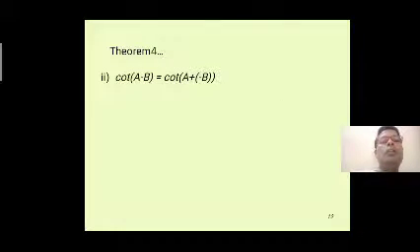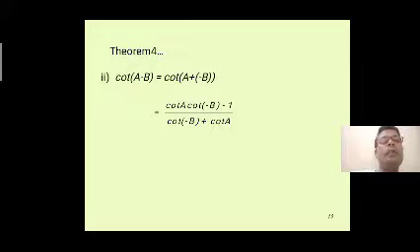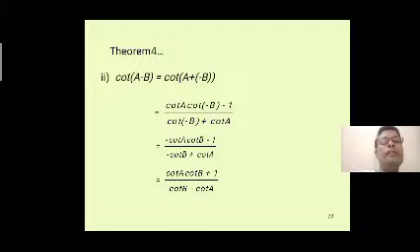So cot of (A minus B) equals cot of (A plus (minus B)), which is (cot A cot(minus B) minus 1) divided by (cot(minus B) plus cot A), equal to (minus cot A cot B minus 1) divided by (minus cot B plus cot A). That is equal to (cot A cot B plus 1) divided by (cot B minus cot A).